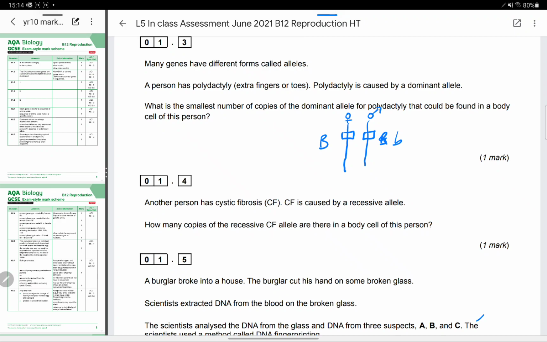In 1.4 here, we've got how many copies of the recessive cystic fibrosis allele we need for this person to have cystic fibrosis. Well, because cystic fibrosis is a recessive allele, you would need both of the alleles to be recessive. So the answer here is 1, and the answer here is 2. Okay.